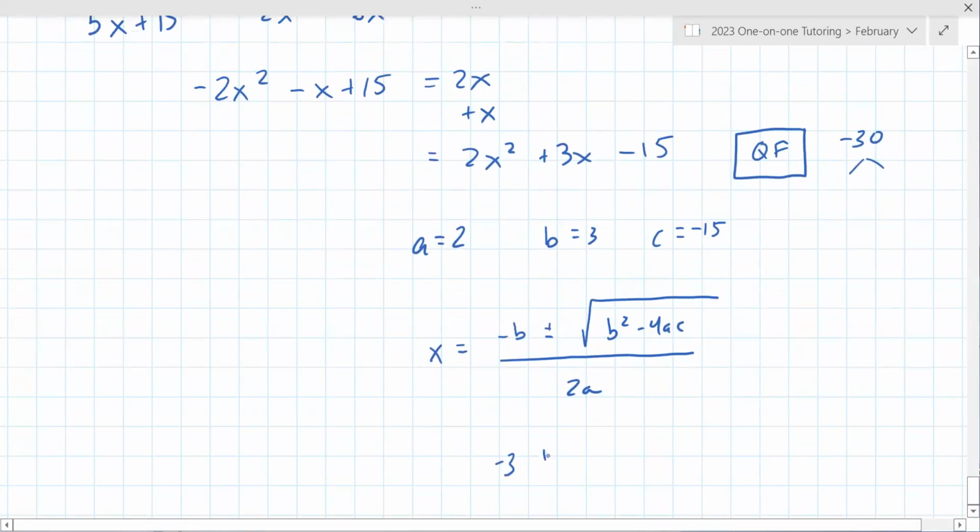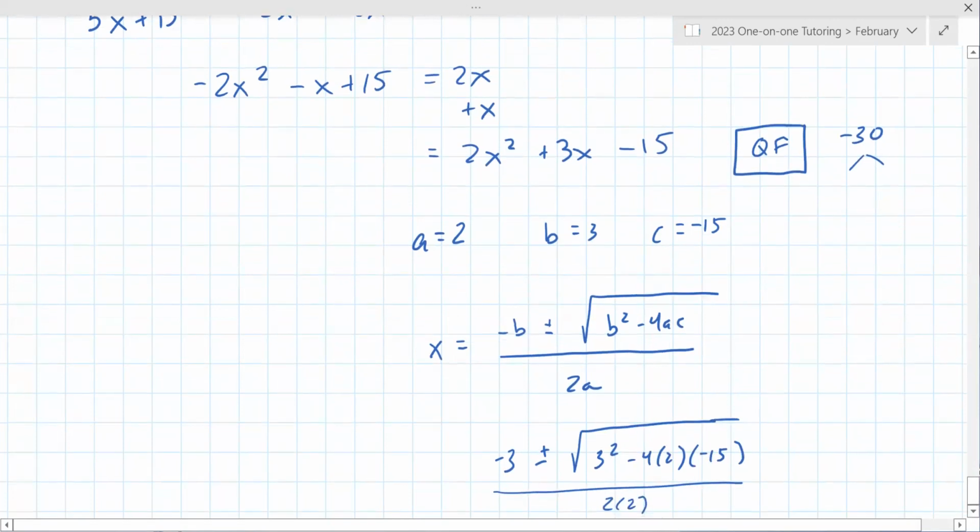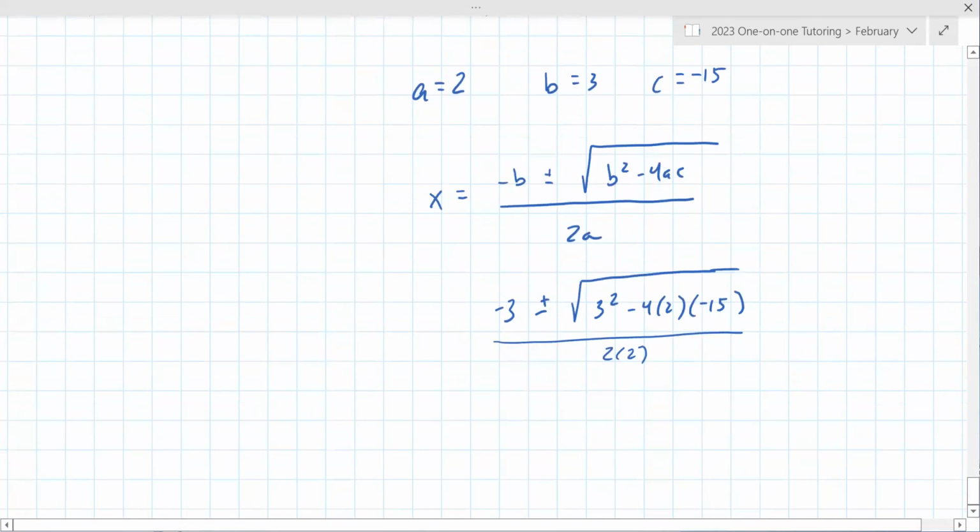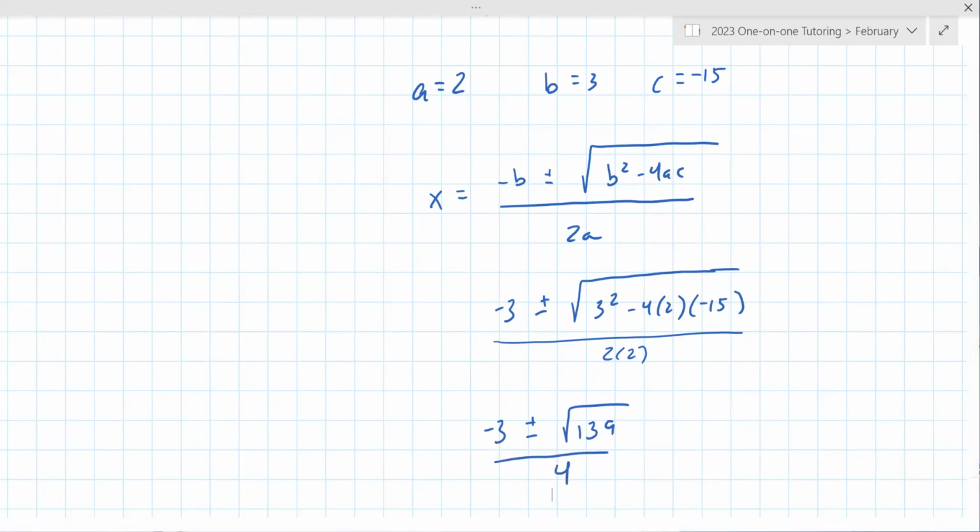So it's minus 3 plus or minus the square root of 3 squared minus 4 times 2 times minus 15 all over 2 times 2. And it's the part inside the root that's really the challenge. The negatives here make the positives. So it's 2 times 15 is 30, 4 times 30 is 120, 9 plus 120 is 129. So it's minus 3 plus or minus the square root of 129 over 4. Sorry, 129. Yeah, 129. And that's it. That's your answer. It does not reduce from there.